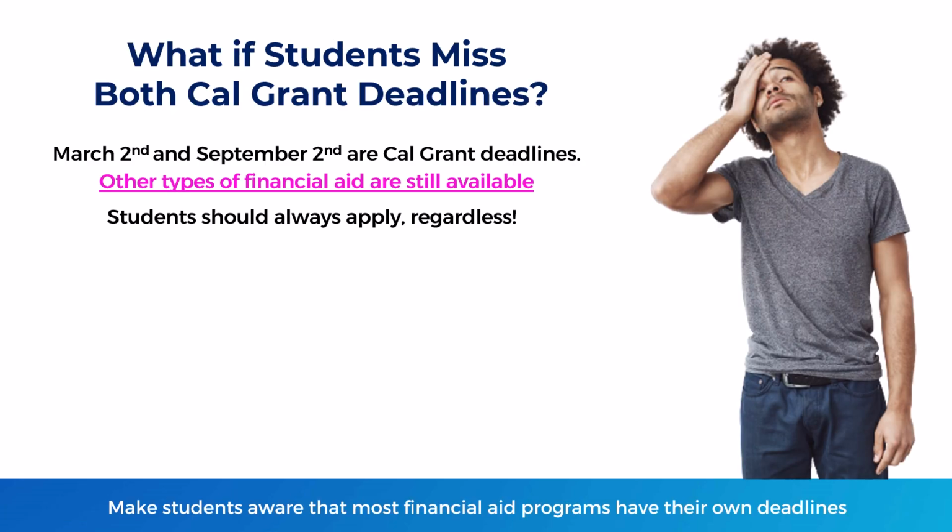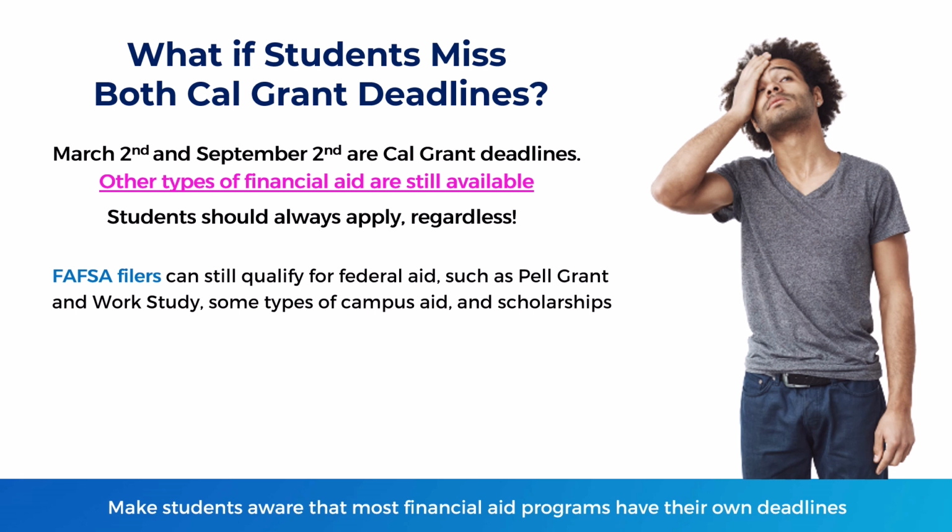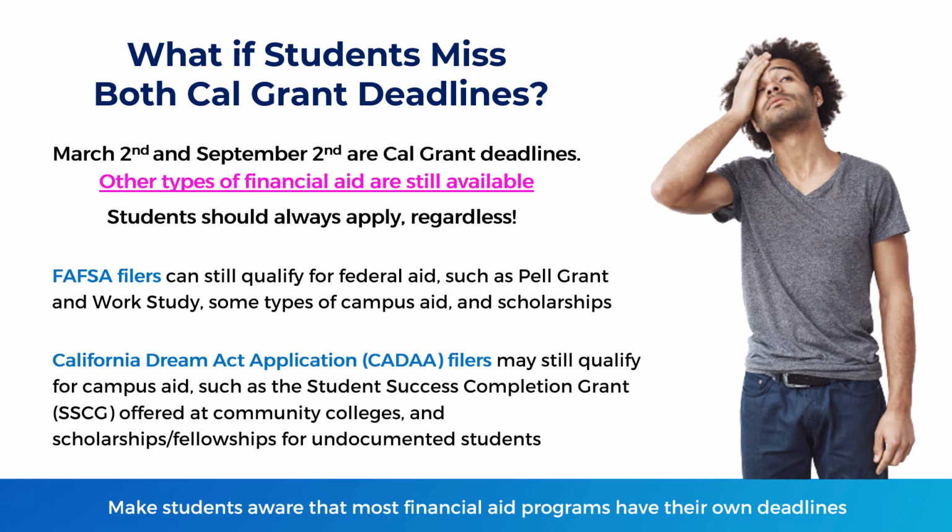Now, what if students miss both the March 2nd and the September 2nd Cal Grant deadlines? Well, there are other types of financial aid still available, so students should apply regardless. FAFSA filers can still qualify for federal aid, such as Pell Grant and Work Study, and some types of campus aid and scholarships. California Dream Act filers can still qualify for campus aid, such as the California Promise Grant and scholarships. However, students should also be aware of individual deadlines for each type of aid for which they are applying, as well as college admission deadlines, as they could all be different.